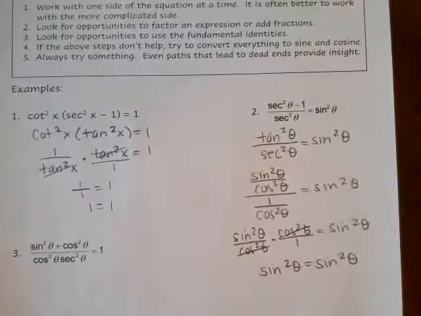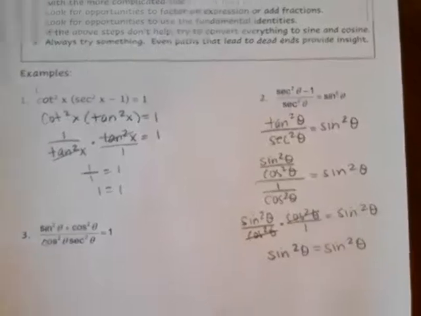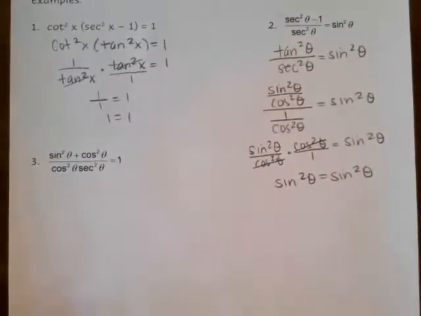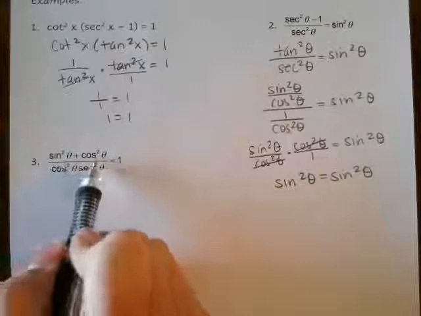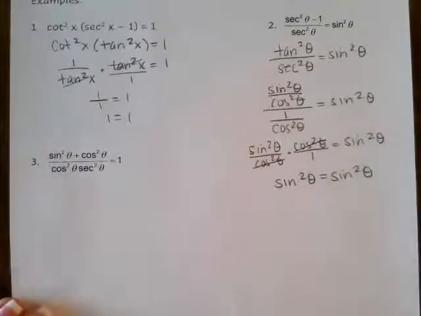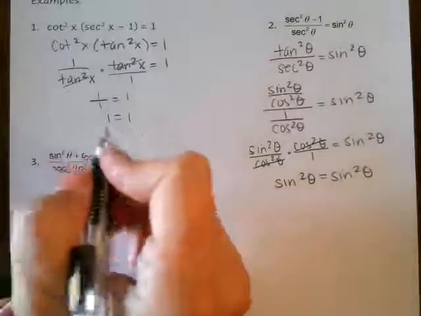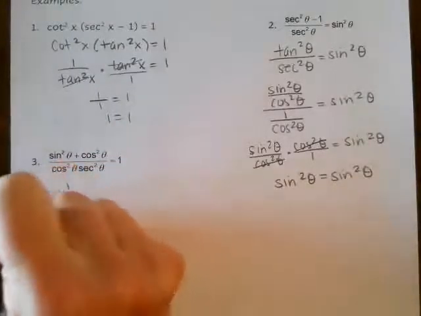All right, number 3 here. The left-hand side is definitely the more complicated one, so that's the one I'm going to start with. I recognize that in the numerator, sine squared of theta plus cosine squared of theta is one of the identities I'm supposed to know. I told you we'd use that one quite a bit. So sine squared of theta plus cosine squared of theta is 1.